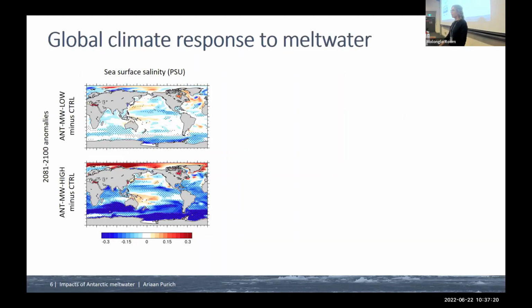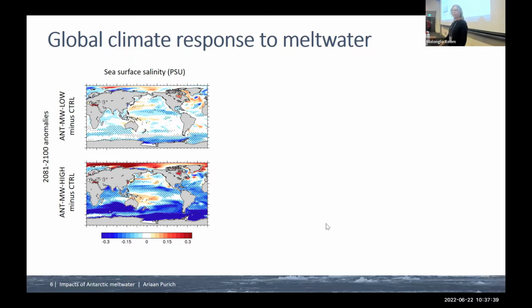So if we now get into the global climate response to the meltwater. In all of my maps, I'll be showing 20-year averages at the end of the 21st century. I'll always be showing the meltwater low ensemble anomalies at the top and the meltwater high ensemble anomalies at the bottom. So these are different from the control at the end of the 21st century.